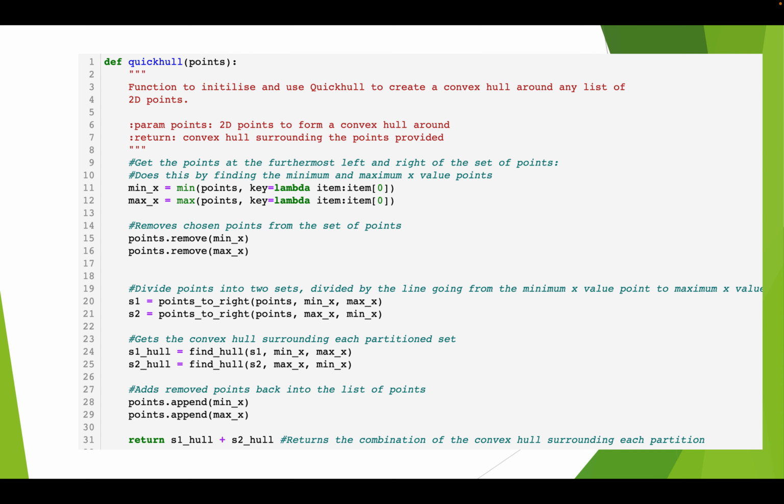The points to the right function simply finds the points which lie to the right of a directed line. So S1 in this case would be points below the line and S2 would be points above the line. In lines 24 and 25, I use the find hull function to find the convex hull surrounding each of these partitions. And then in line 31, I add the 2 hulls together to get my convex hull.